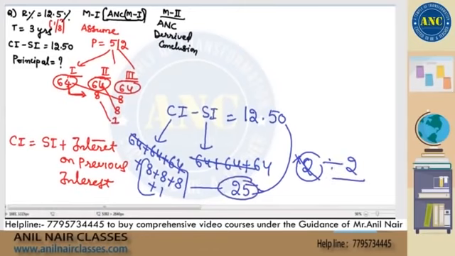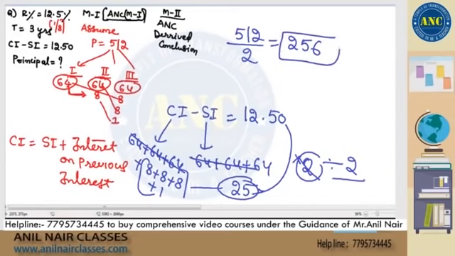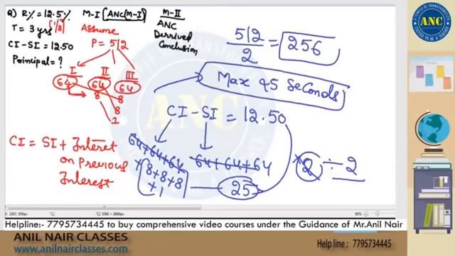25 is for principal 512, so the answer is 512 by 2. Answer is 256. No formula, nothing is required. Please do not use this method. If you try to use this method, it takes a maximum of 45 seconds to solve the question. We will optimize the question into 10 seconds by using method 2.